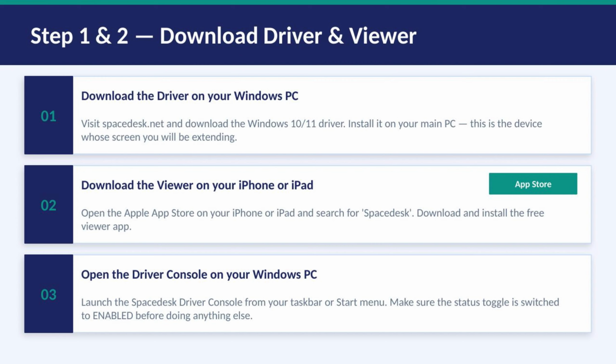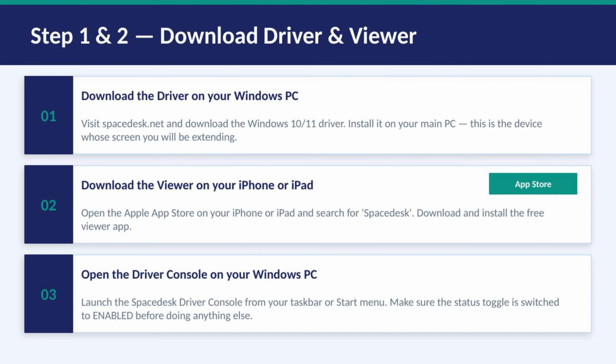Step 3. Open the Spacedesk driver console. Once the driver is installed on your Windows PC, open it. You'll see the Spacedesk driver console. Step 4. Enable the driver. The most important first step is to make sure the driver is enabled. Look for the power toggle or status indicator and switch it to on.